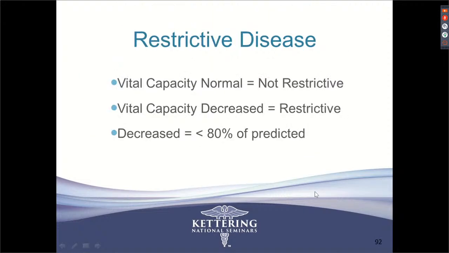This next slide is a summary slide. You don't have this in your book. You may want to take a picture of it because this is just another way of looking at it. It's saying here that if we have a normal vital capacity, we don't have any restriction. But if we have a vital capacity that is decreased, then that means we have a restrictive problem. And then we define what a decrease is. How much of a decrease? It has to be less than 80% of predicted. Okay? So feel free to take a shot of that if you'd like to.